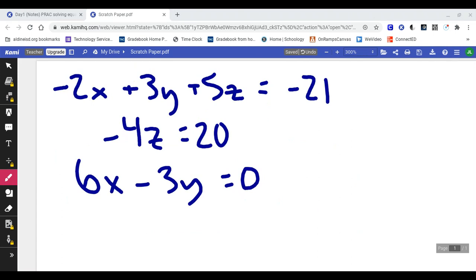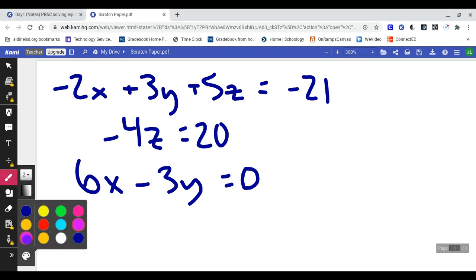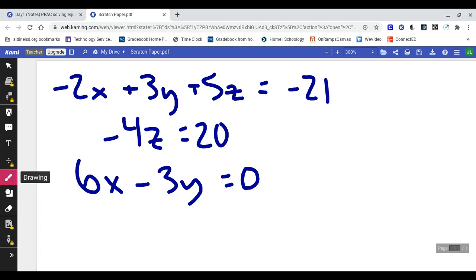So here's another system of equations. We've got negative 2x plus 3y plus 5z equal to negative 21, negative 4z equal to 20, and then 6x minus 3y equals 0. So just like last time, we probably want to look for the simplest looking equation first. So to me, that's the one in the middle, because it just has the negative 4z and the 20.